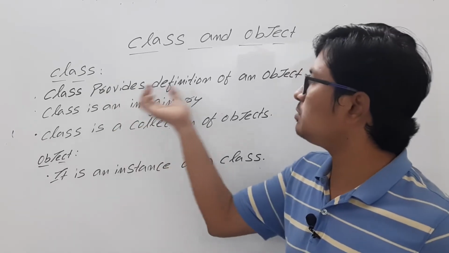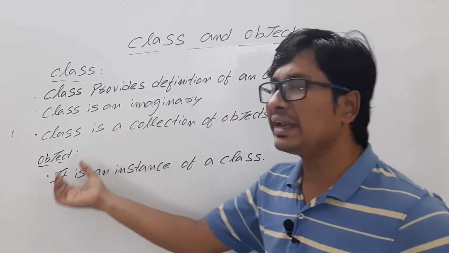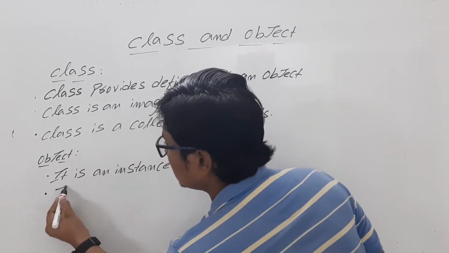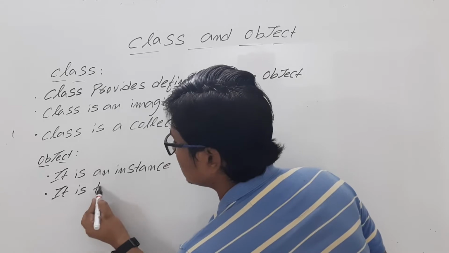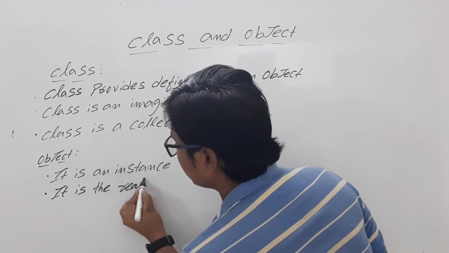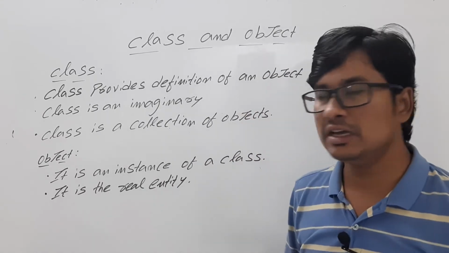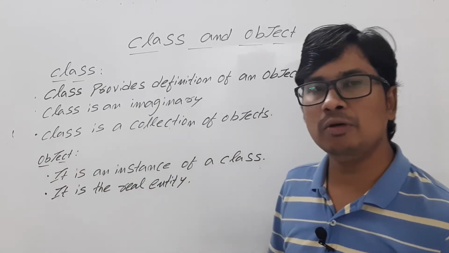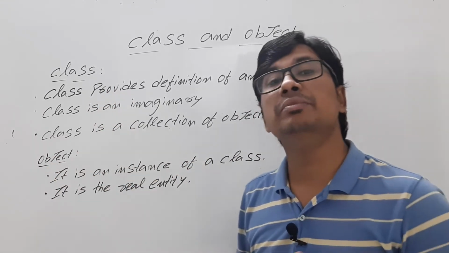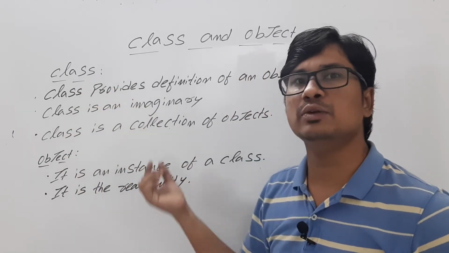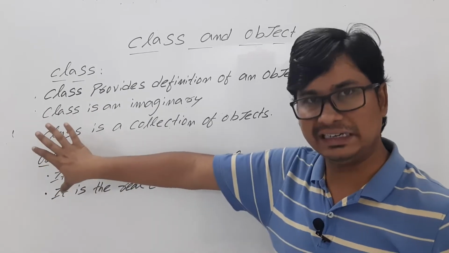So a class provides a definition of an object, whereas an object is an instance of a class, and even you can say it is the real entity. You can touch and feel. The object is the touch and feel one, whereas the class is imaginary. So once you create an object for a class, then only memory will be allocated. I hope you have understood what is a class and what is an object and how they are interrelated.